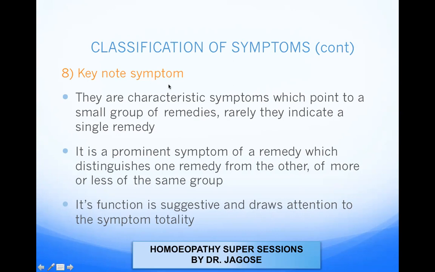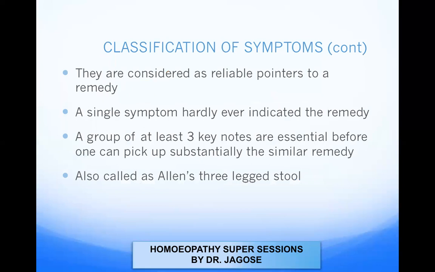They are those characteristic symptoms which point out to a small group of remedies and they rarely indicate a single remedy. It's a prominent symptom for a remedy which distinguishes one remedy from the other of more or less the same group. So in the same group, there are two seemingly similar remedies, and one prominent symptom may distinguish it from the other remedy. Its function is suggestive and draws attention to the symptom totality. So with keynote symptoms, we can definitely form the totality. They are considered as reliable pointers to the remedy. A single symptom hardly ever indicates the remedy.